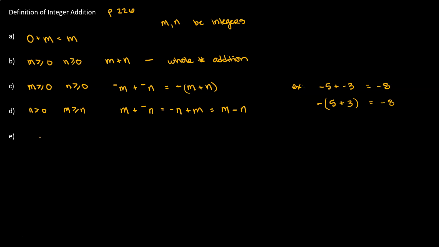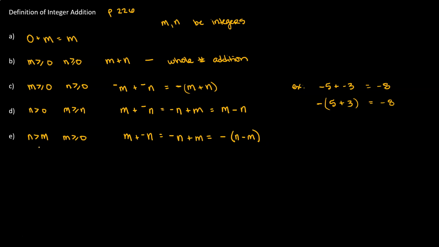And then for part E, we're told that n is greater than m, and that m is greater than or equal to 0. From this one, we can say m plus negative n is again equal to the opposite of n plus m. But then we can write this as the opposite of n minus m.